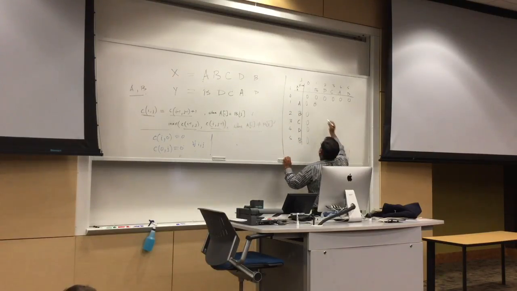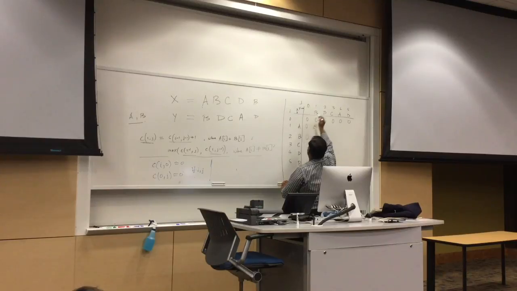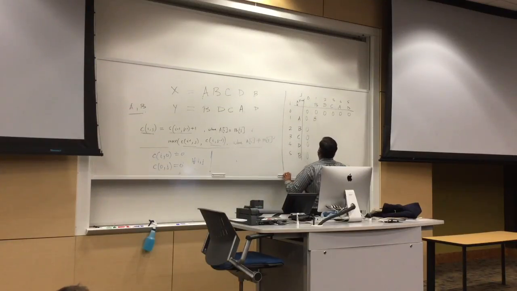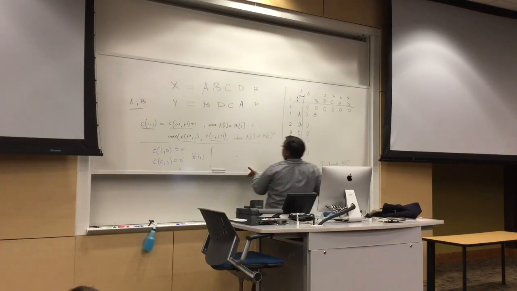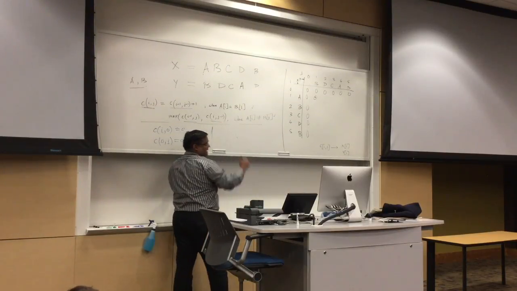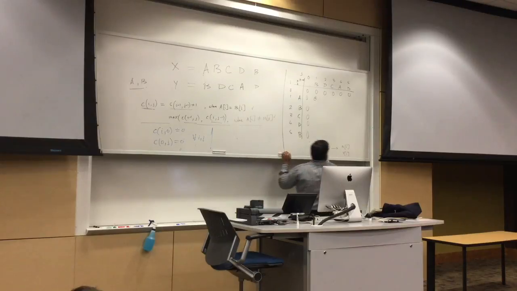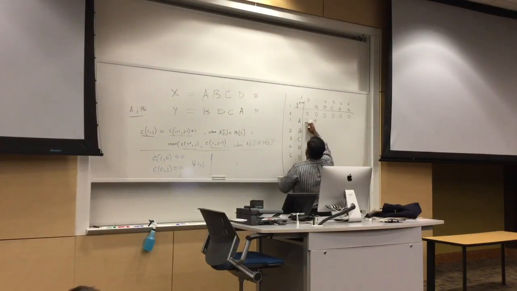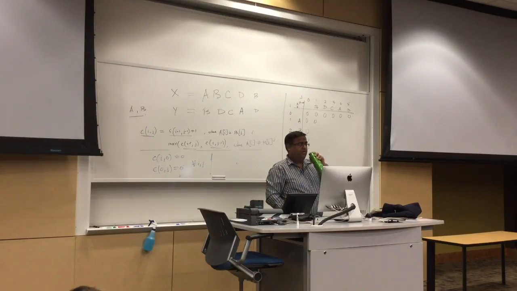So in this case, x of 1 is A, and y of 1 is B. They're not equal, so the second rule applies. What does the second rule say? Find this, and write the maximum of the two. So I got the value 0 here and 0 here. I write the maximum of the two, which is 0. Okay?